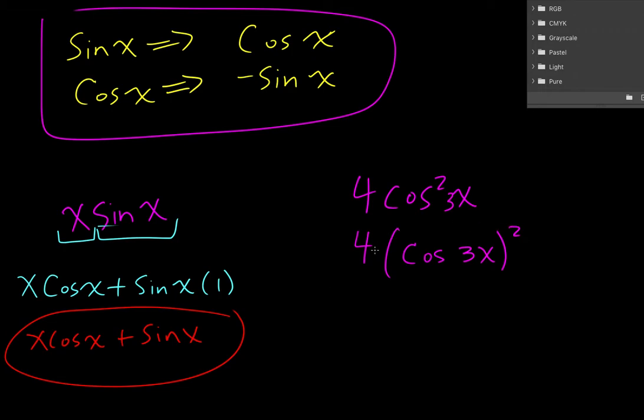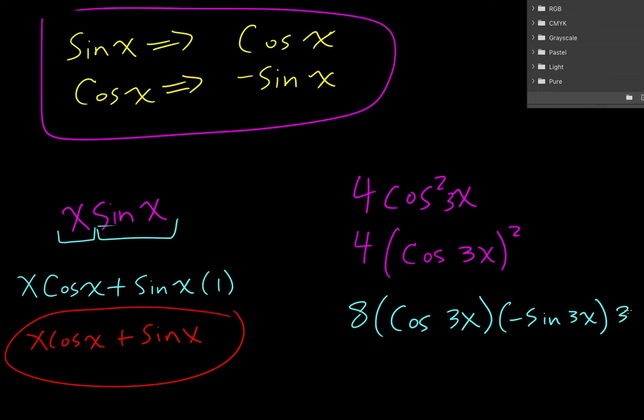So we bring the 2 down, and so we get an 8. And then cosine 3x, because we rewrite the inside. And then we have to multiply by the derivative of the inside. So the derivative of cosine is negative sine. We keep the same inside. And then we multiply by the derivative of the inside.